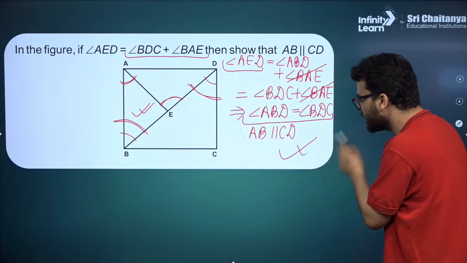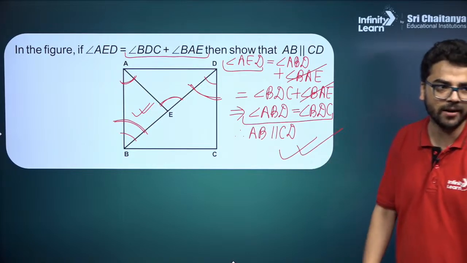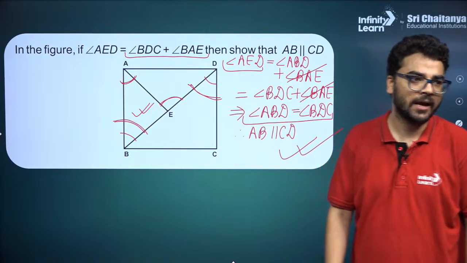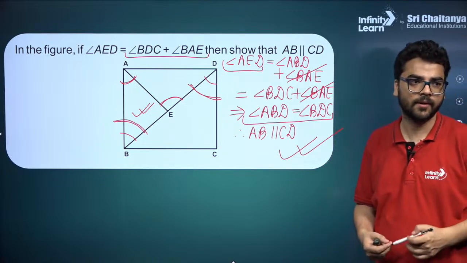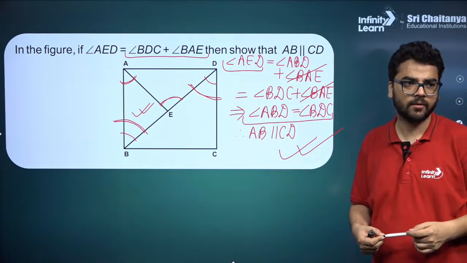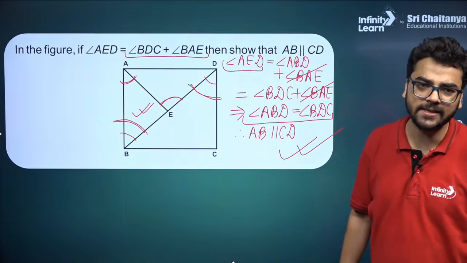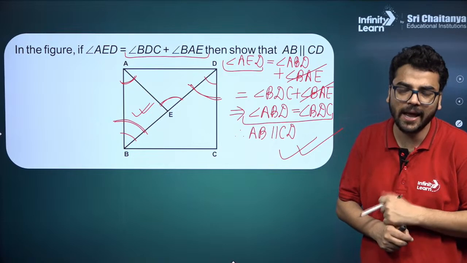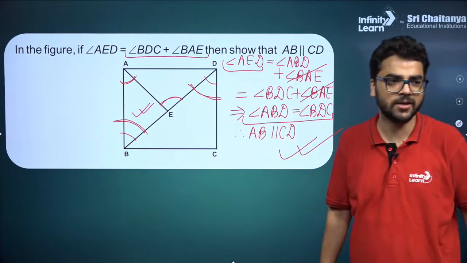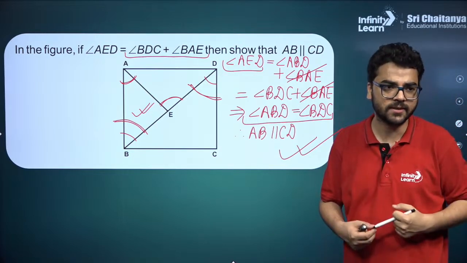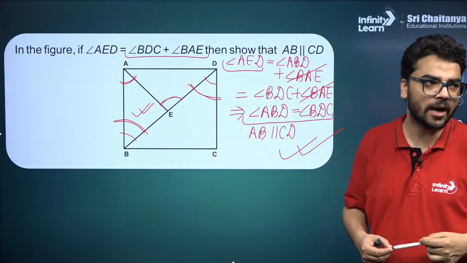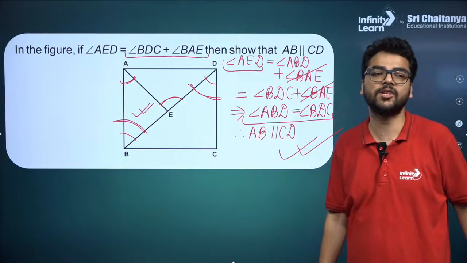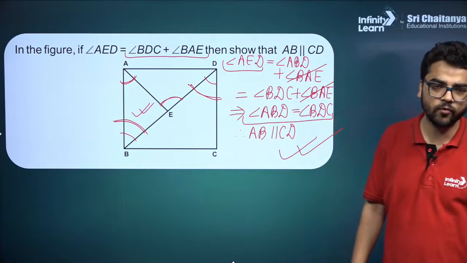Is this clear to every student in this session? Confirm that in the chat. Any doubt in the question, guys? It's a direct question on the basis of the exterior angle property and properties of parallelograms and parallel lines and transversals. I hope this is clear. Any doubt in this, guys? Just confirm that in the chat, please, so that we can move on to the next question.